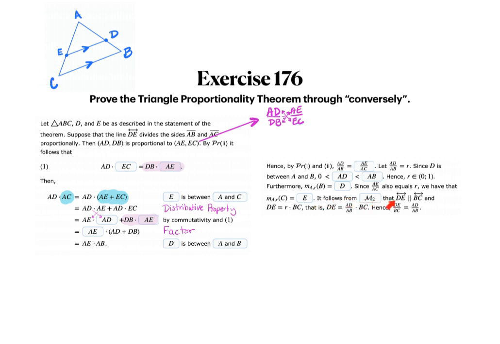It follows from M2 that DE must be parallel to BC because these are images under magnifications. Remember, if I have a segment and I magnify that segment, the result is parallel to its pre-image. And DE then must be equal to R times BC. That is, DE equals AD over AB times BC. AD over AB was the scale factor R. Hence, DE over BC is equal to AD over AB. I get there by dividing both sides by BC.